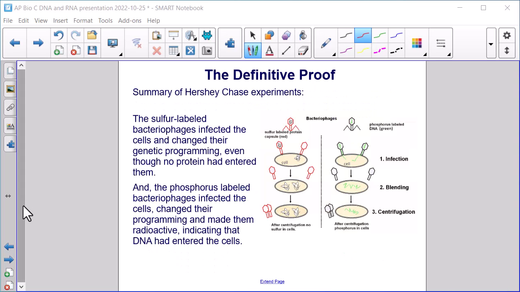All right, here's a summary of the Hershey-Chase experiments. And there's an image here that we'll talk about, but it's larger on the next slide, so we'll look at it in more detail there. So the sulfur-labeled bacteriophages infected the cells and changed their genetic programming, even though no protein had entered them. And the phosphorus-labeled bacteriophages infected the cells, changed their programming, and made them radioactive, indicating that it was the DNA that had entered the cells.